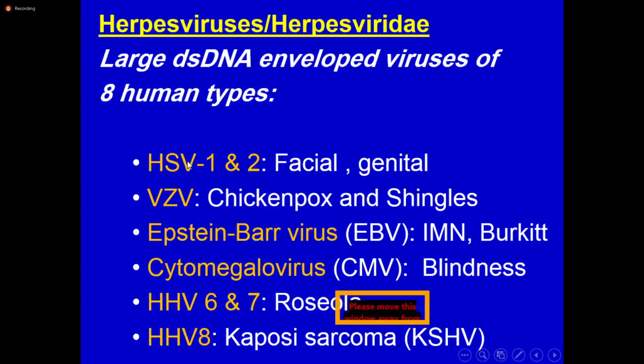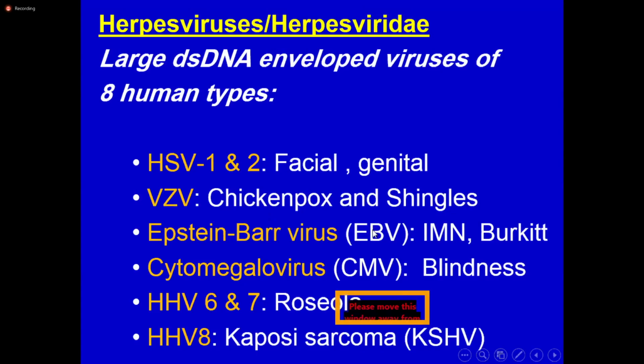Herpes simplex virus, HSV, type 1 and type 2, can infect facial areas and genital areas. And we will go into details in a moment. Varicella zoster virus: varicella is chickenpox, and zoster is the shingles.